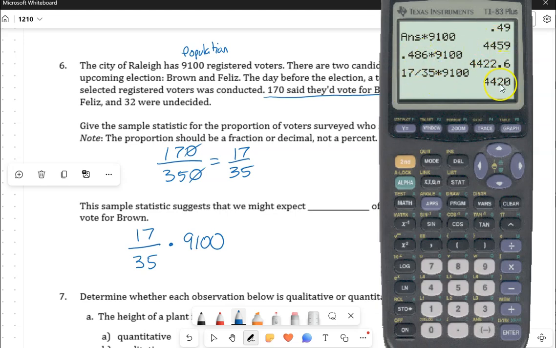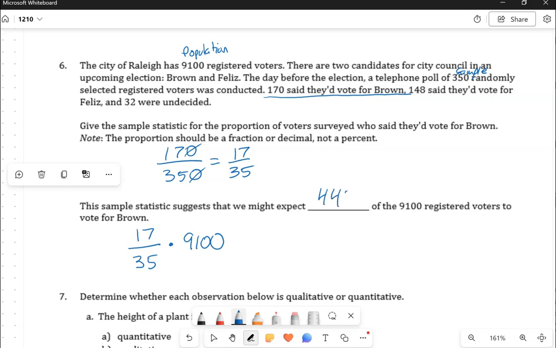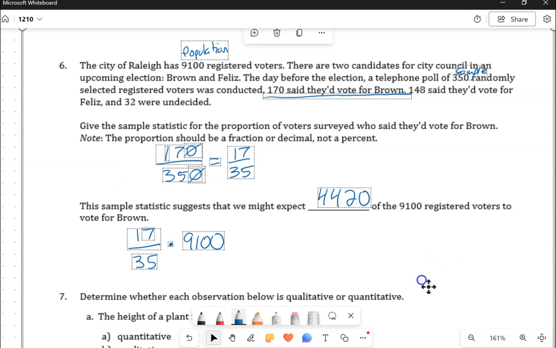You don't want to lose credit. You want to get the full precision. This is 4,420. There we go. That's question number 6.